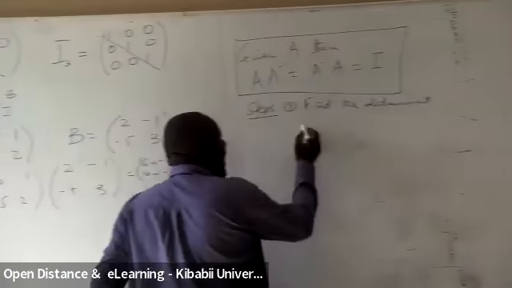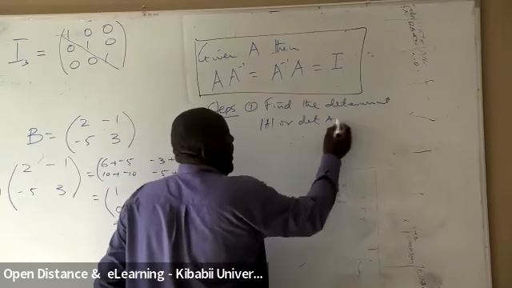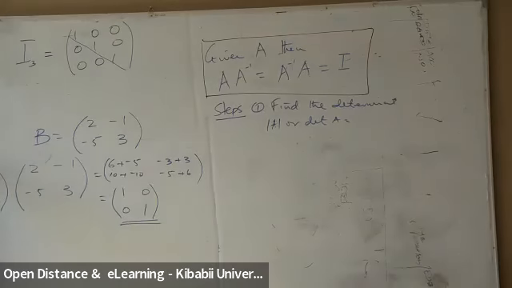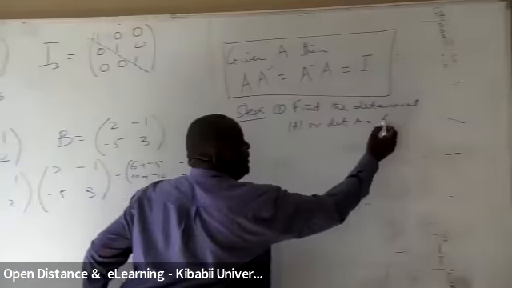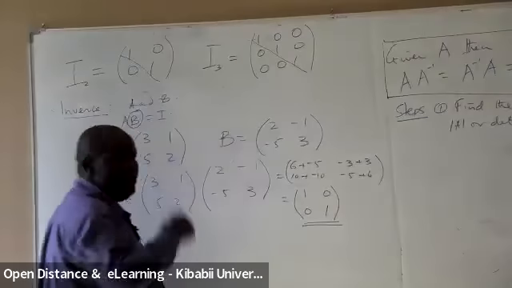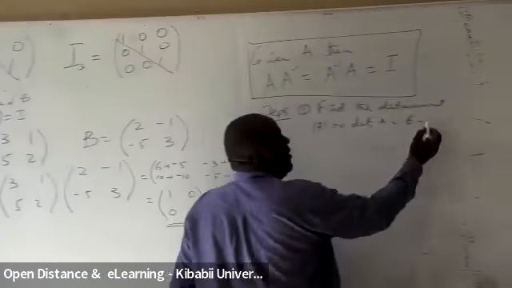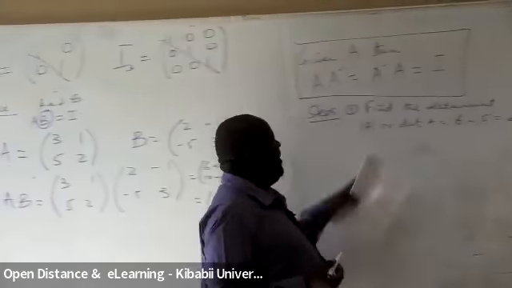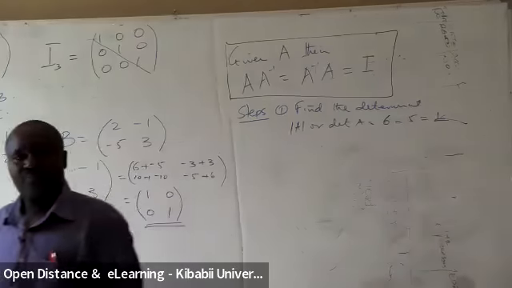You can define it as this or that. This element by 2 will give us 6 minus the element by 5, which is 5, and this will give you 1. So the determinant of this matrix is 1.